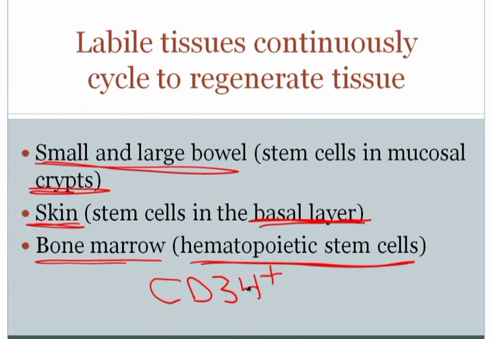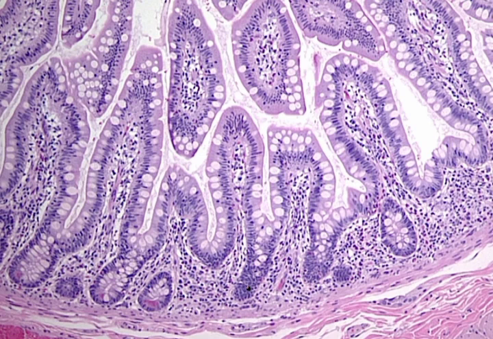Not listed here, but I could ask you another question. What's the stem cell of the lung, of the alveoli of the lung? Excellent. Type 2 pneumocytes. You need to know that. The type 2 pneumocyte is the stem cell of the lung. We'll talk about type 2 pneumocytes when we do the lung lecture, however. Anyway, that's labile tissues. I put this picture in here to remind you where the stem cells are in the bowel because they ask it on exams. These are the crypts down here, way at the bottom of these regions like this. This is the crypt, and the stem cells basically sit at the very base of the crypts. That's where the stem cells of the bowel are located.